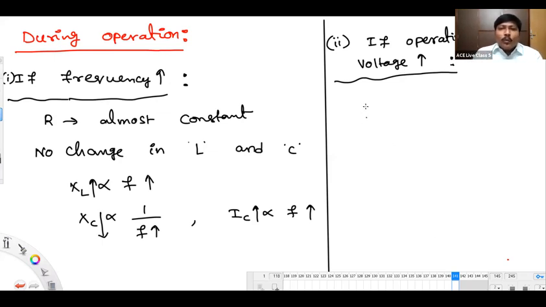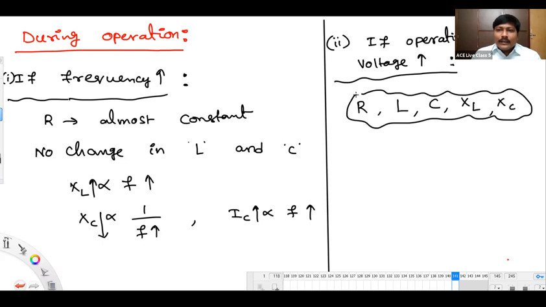Please tell me what will happen to resistance value after the operating voltage was increased. No change in the resistance value. What will happen to inductance? No change. Capacitance? No change. XL? No change. XL depends only on frequency. XC? No change. Charging current? Charging current depends upon the voltage. See, these 5 numbers are constants.